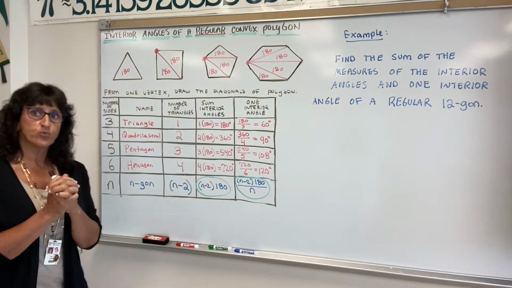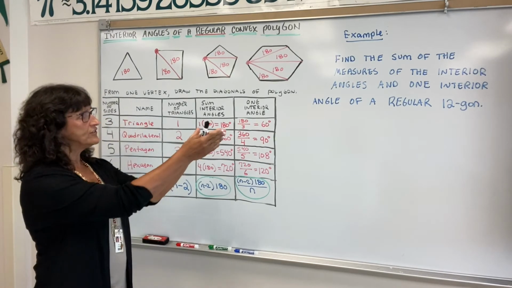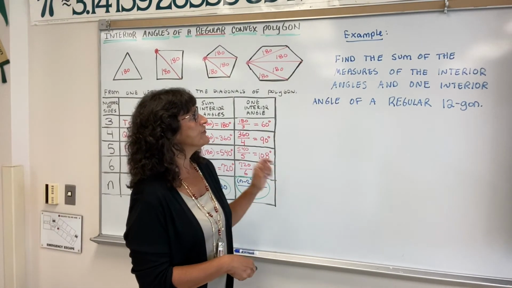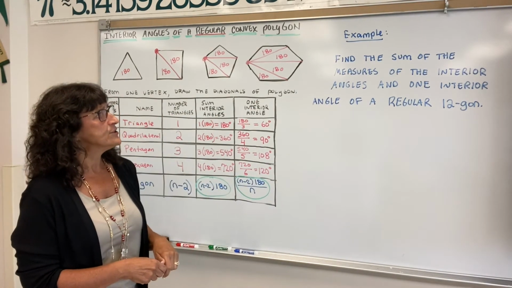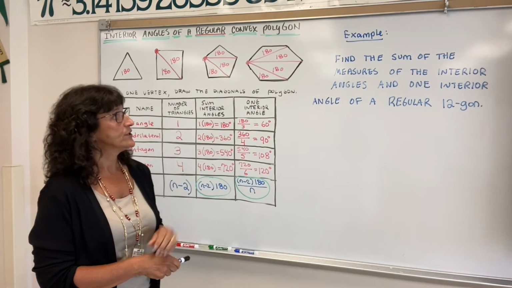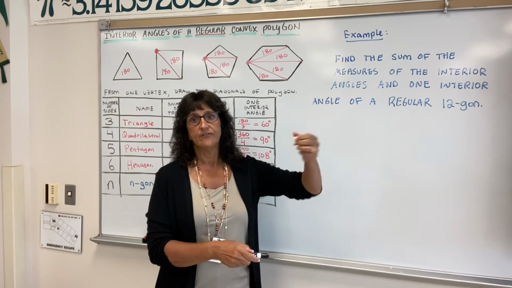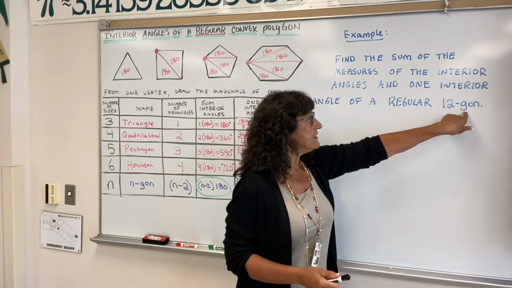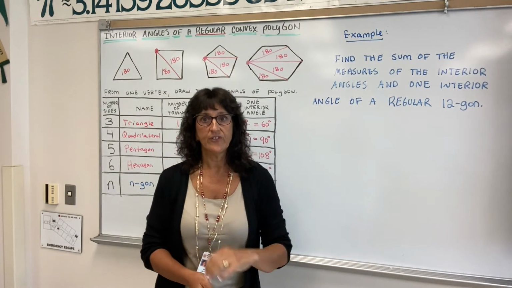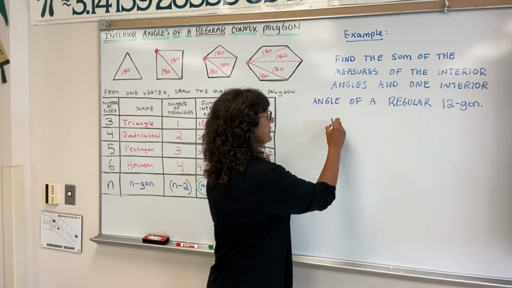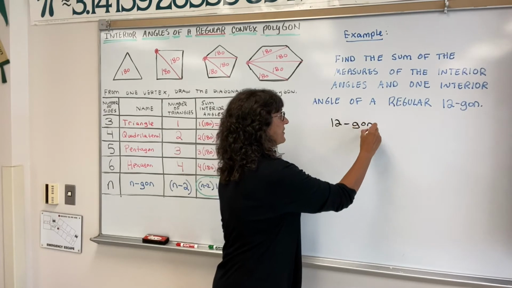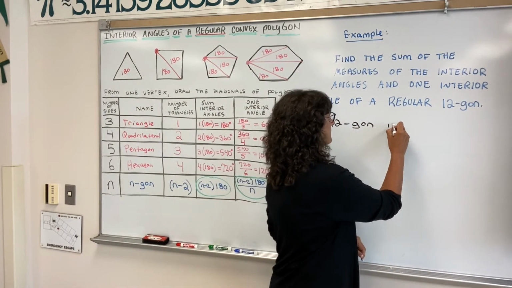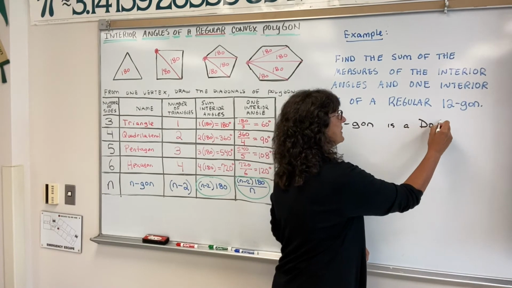All right. So here are the formulas. This is where they come from. Now let's do an example so we can apply the formulas. Let's find the sum of the measures of the interior angles and one interior angle of a regular 12-gon. This 12-gon is a polygon with 12 sides. We have a name for that. We can name some of these polygons. A polygon with 12 sides is a dodecagon.